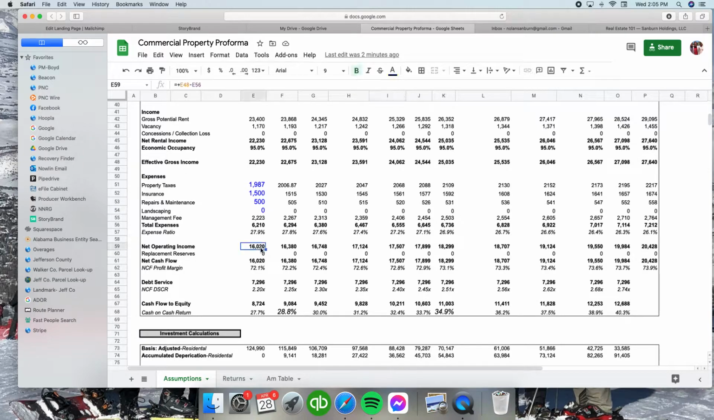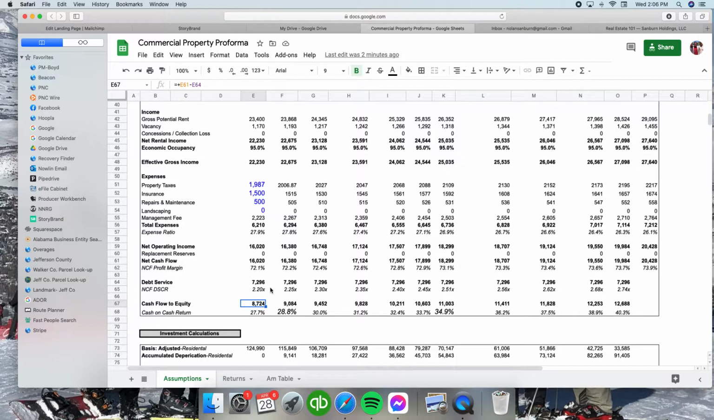So let's look at this. Here's our net operating income. This is what we're going to net every single year if we never took on a loan from a bank. So we're going to take this number, 16,000, and subtract that from 7,200, and then we're going to have cash flow to equity, okay, which is $7,800.